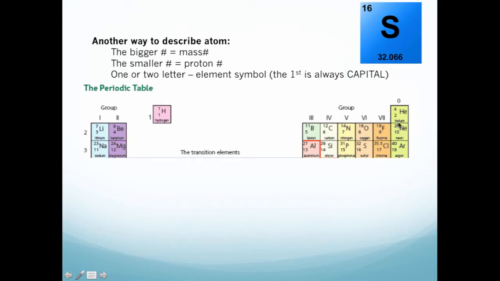If we take a look at helium, the bigger number is our mass number, and the smaller number is our proton number. So if I wanted to know the neutron number of helium, I will simply use the bigger number to subtract the smaller number, giving me 2, which is the neutron number.